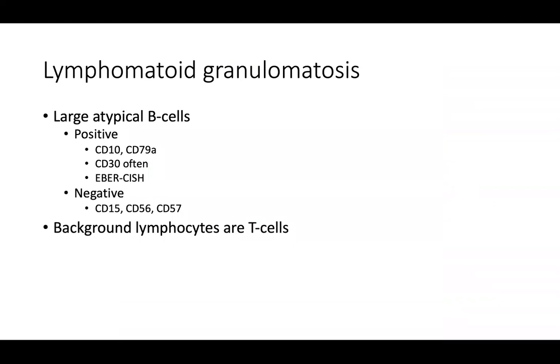Lymphomatoid granulomatosis usually shows positivity for CD10 and CD79a in the large atypical B cells. CD30 is often positive in the large atypical B cells. And because of the association with EBV, EBER-CISH, or in situ hybridization of the EBV viral nucleic acid, is usually positive. Negative stains often include CD15, CD56, and CD57. And you can definitely have a background T cell population within this process.